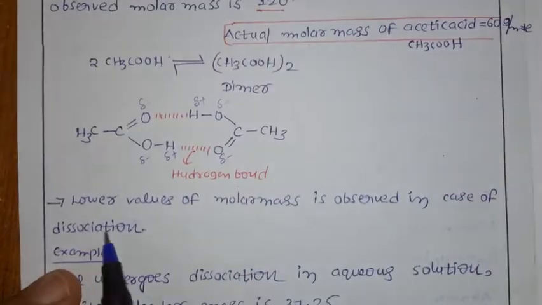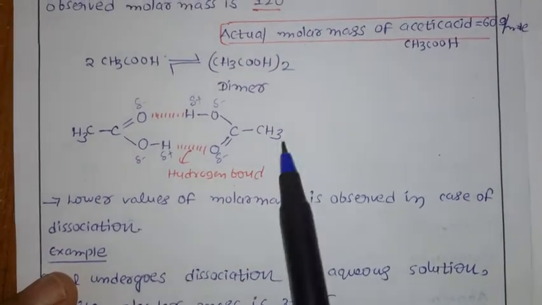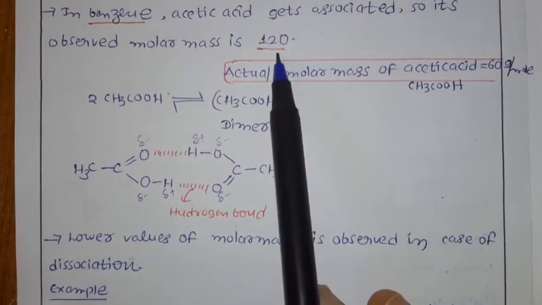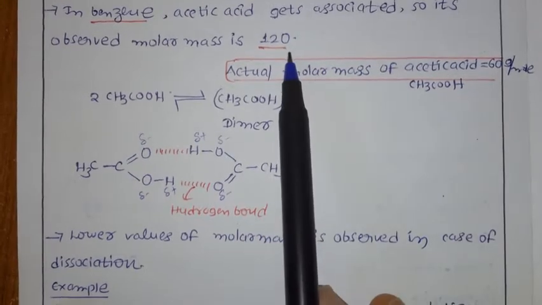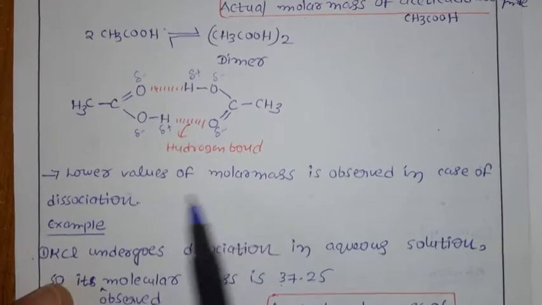Lower values of molar mass are observed in case of dissociation. Now this is because of association. What happened? It is more than the expected. 60 should be there, but we came to about 120. Now come to dissociation, what happened? It will be less than what we have.